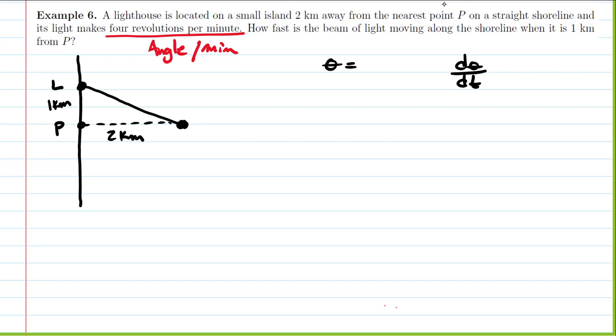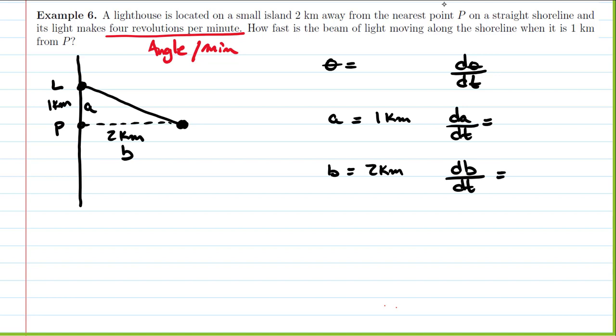And then we want this distance right here. I'm going to label the sides of my triangle A and B once again. So I have A, and I do know A's value is 1 kilometer. And I have B, and it's going to be 2 kilometers. Then I have dA dt, and I have dB dt. So we need to figure out our corresponding rates for each of these.